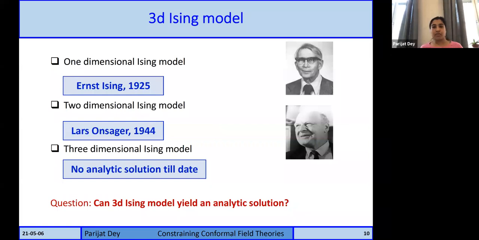So what is the status of the Ising model? The 1D Ising model was solved by Ernst Ising in 1925. The 2D Ising model was solved by Lars Onsager in 1944. However, there is no analytic solution for the 3D Ising model as of now. So the question is, can the 3D Ising model yield an analytic solution?